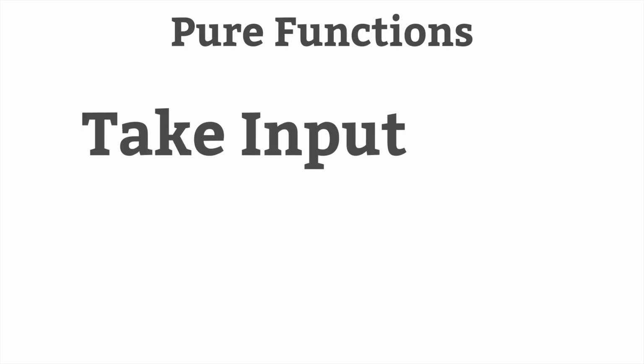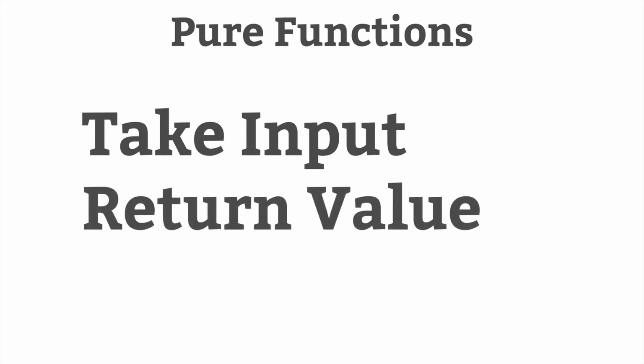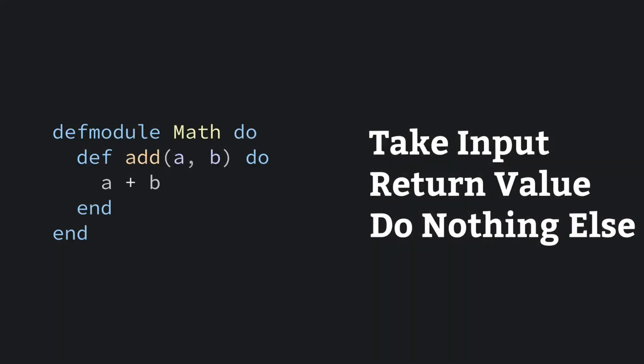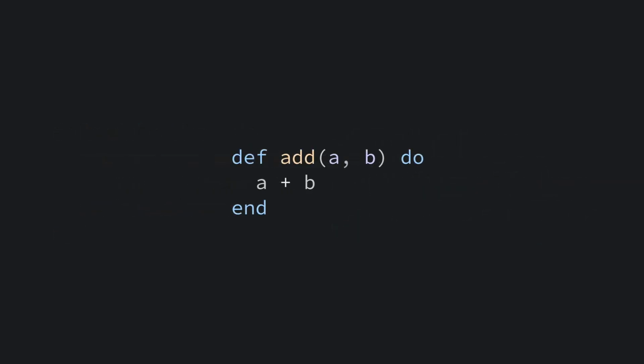Pure functions are functions that take one or more input parameters, and they return a value that's based on the input parameters and nothing else. So consider this simple add function. Is it a pure function or an impure function? Well, does it have input parameters? Yep, A and B. Does it return a value that's based on the input parameters? Yep, it's simply adding both of the inputs, A and B. This add function is the canonical example of a pure function.